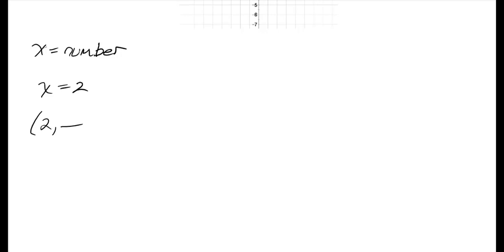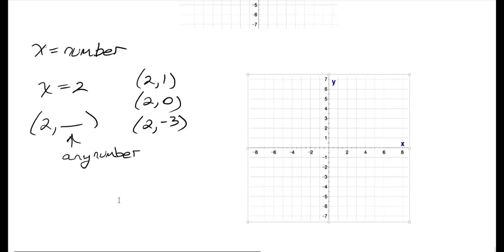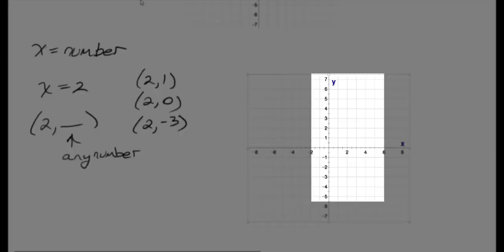So what about equations that are x equals a number, like x equals 2? Points for this graph would just be points where the x coordinate is 2, and y will be any number. Okay, so we can have points such as 2 comma 1, 2 comma 0, 2 comma -3. Now let's go ahead and plot these and see what kind of pattern emerges. Okay, so 2 comma 1, 2 comma 0, and 2 comma -3.